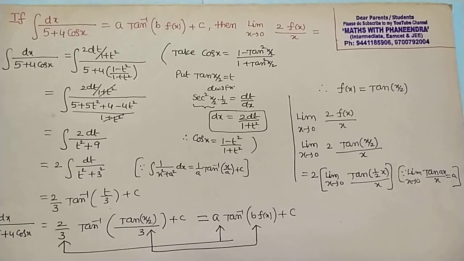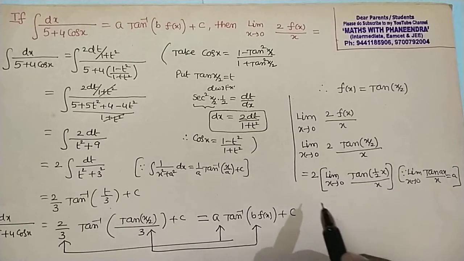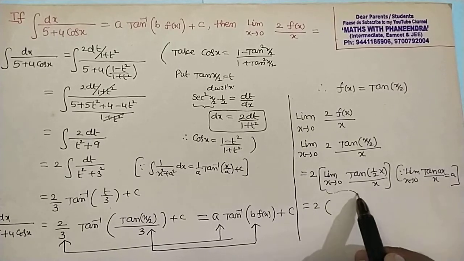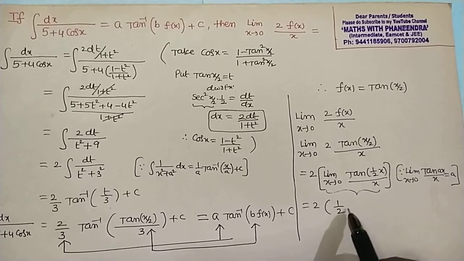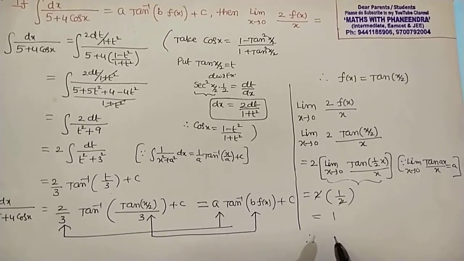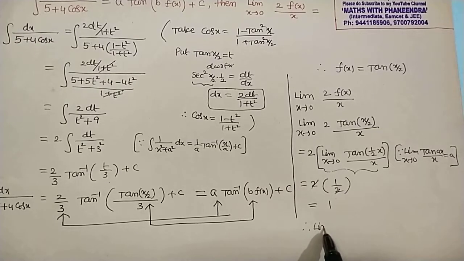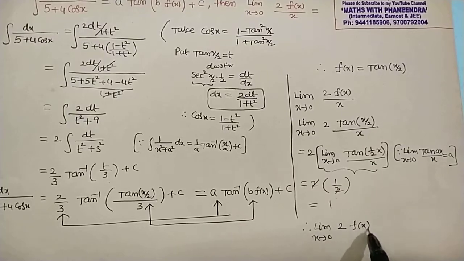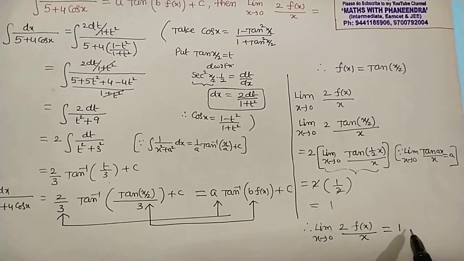Tan ax by x equal to a. Here a is equal to what? 1 by 2 only, no? So 2 into this bracket value, by using this formula, is 1 by 2. So the 2 gets cancelled, which is equal to 1. Therefore, conclusion step: limit x tends to 0, 2 into f of x by x is equal to 1.